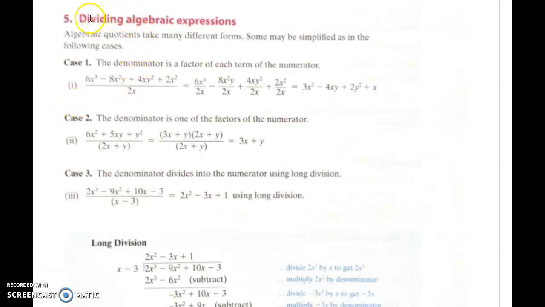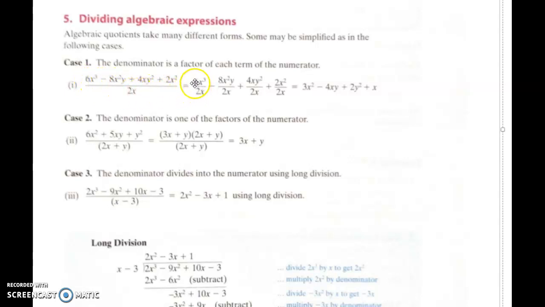Okay, we're going to have a look at dividing algebraic expressions now. So the first one, we have a denominator that is a factor of each term in the numerator. What we have here is 6x cubed minus 8x squared y plus 4xy squared plus 2x squared, and that's all divided by 2x. Now, each of these individually can be divided by 2x.